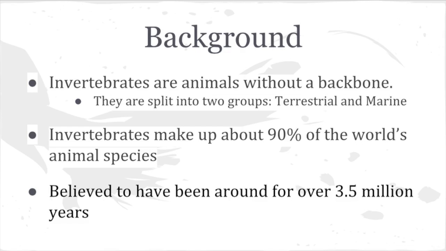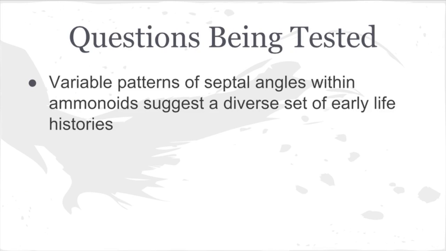Invertebrates are animals with no backbone. They are split into two groups, terrestrial and marine. Invertebrates make up about 90% of the world's animal species, believed to have been around for over 3.5 million years. This study searches for patterns of septal angles within ammonoids throughout ontogeny.